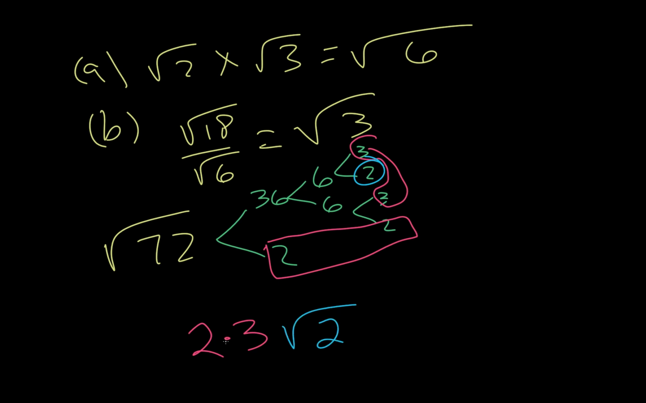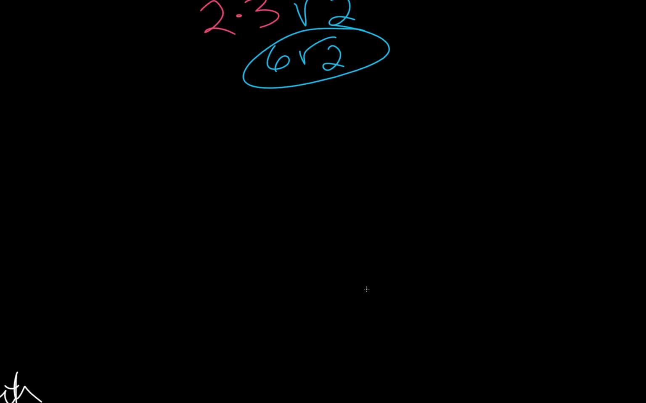Now I just multiply those out. 2 times 3 is 6, root 2, and that is the answer. So we will move on from that. Now we're on example 3, and it just wants us to simplify.